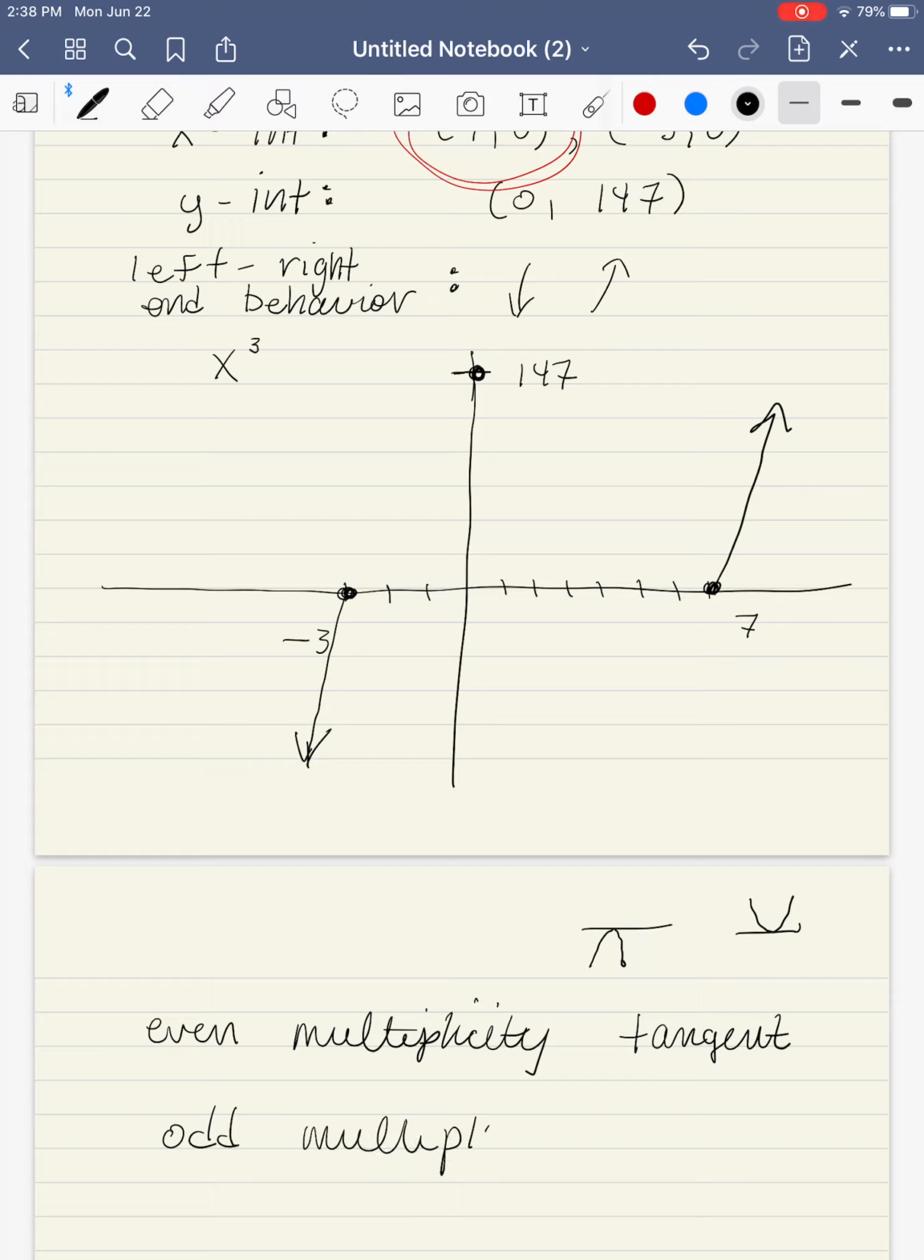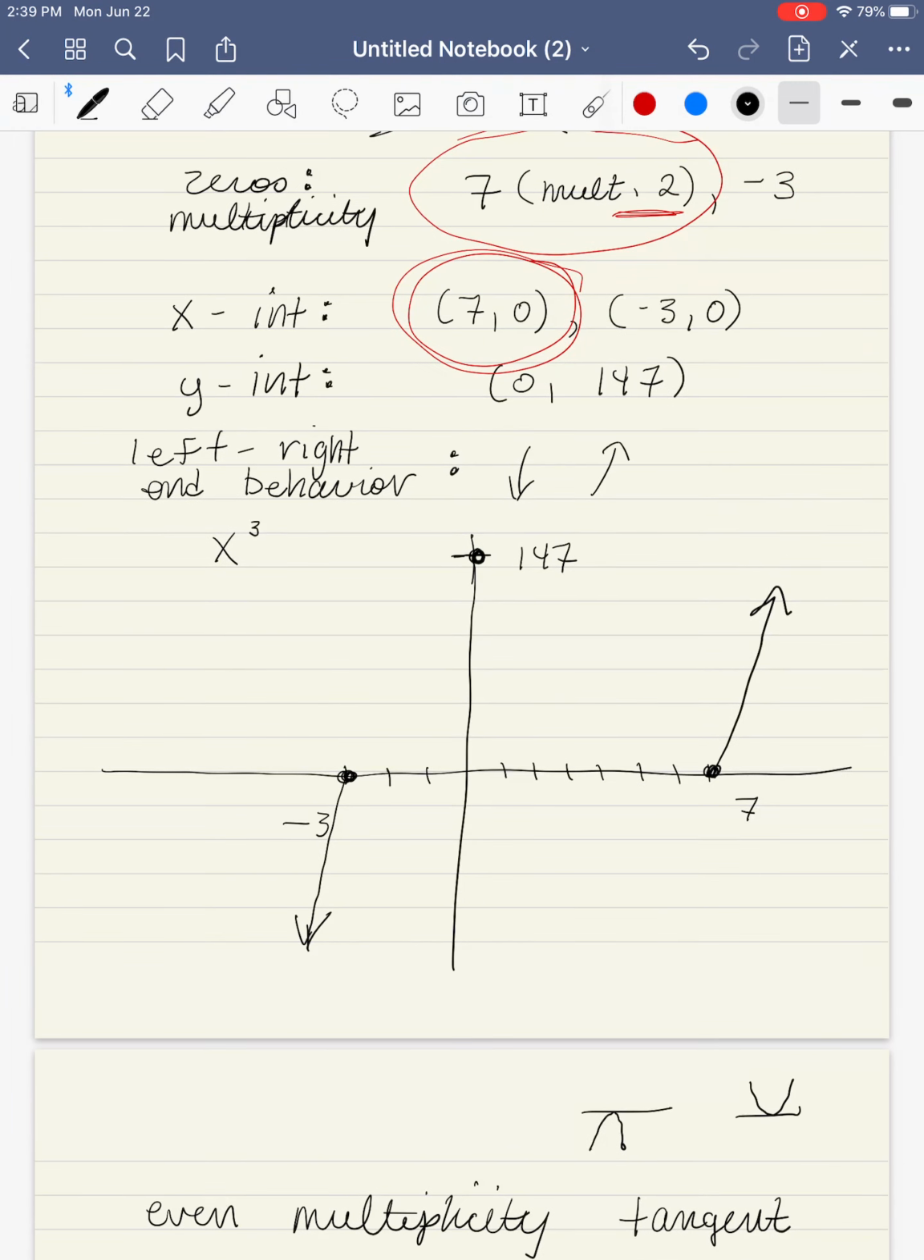It'll touch and go back, either from the bottom or from the top. If we have odd multiplicity, which is what we've looked at in all of our previous examples, it's going to cross from one side to the other, either from underneath to the top or from the top underneath. So let's look at what we have here. Negative 3 has multiplicity 1. We don't write that down. It's understood. Multiplicity 1. 1 is an odd number. So at negative 3, it crosses over, and that's good because it has to go up here and hit 147, and then it comes back down.